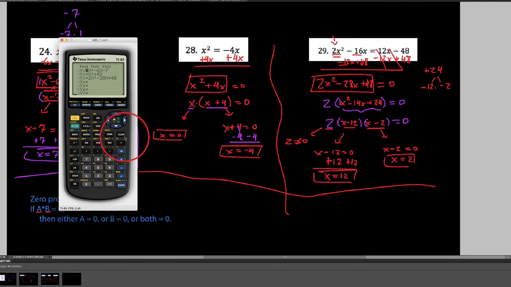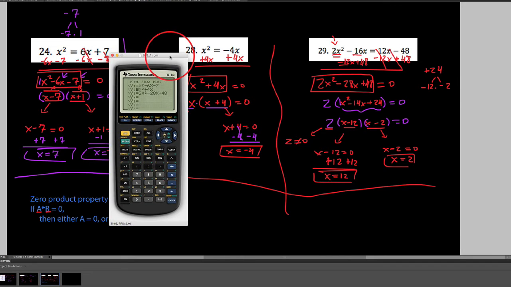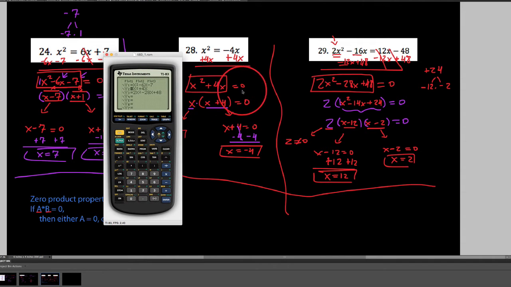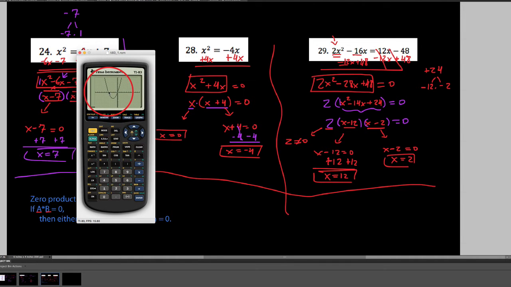So let me take its equation here, and we'll get it typed in. As a matter of fact, it's already typed in. But remember, we're taking the equation that we'd set equal to 0 and putting that in. So we say x squared plus 4x. Let's take a look here. Looks like it crosses at negative 4 and at 0 on the x-axis, and we can clearly see that we get 0 and negative 4 here.